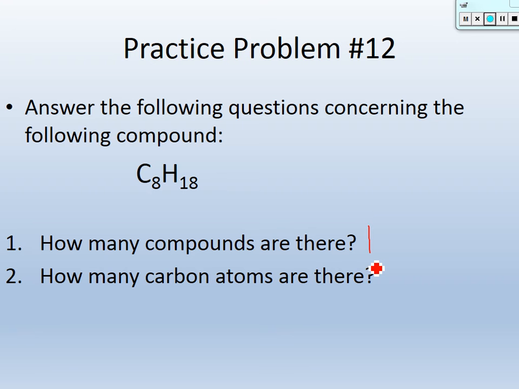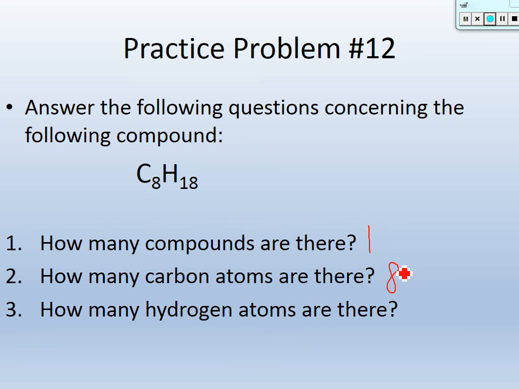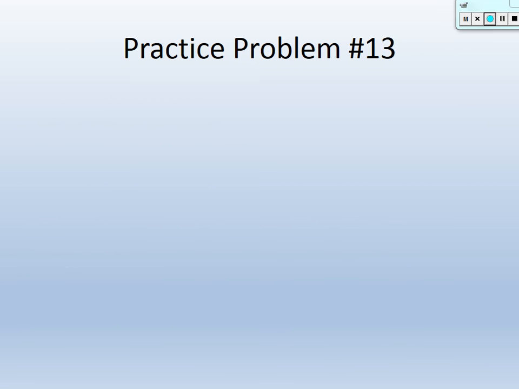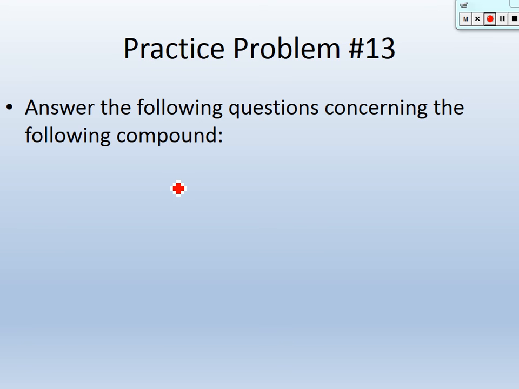Number 2, how many carbon atoms are here? 8. Correct? And how many hydrogen atoms are here? 18, yeah. This little subscript 18 tells us there's 18 hydrogens. Okay. So hopefully the chemical symbols make sense to us now, because we're going to need them going forward.